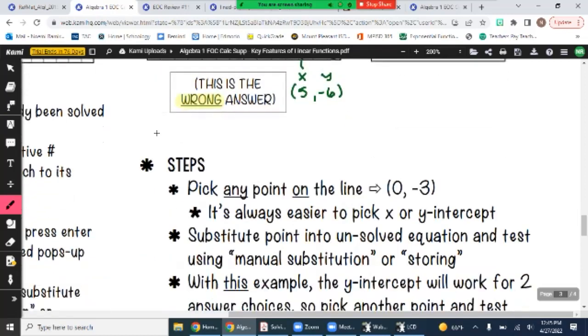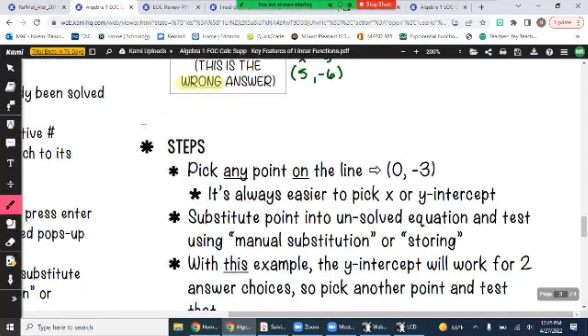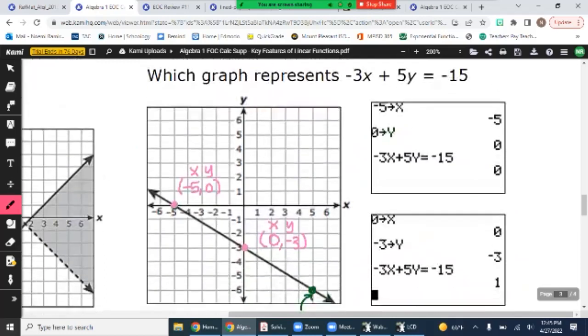After that, you can substitute the point, either plugging it in yourself, putting the parentheses in yourself, or you store it, okay? So here we go. I plugged in the -5, so -5 for X, 0 for Y. And then I typed this very same equation, -3X plus 5Y equals -15. There it is. What did it give me? It gave me 0, meaning this point does not belong to this equation.